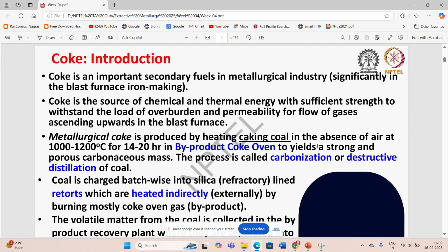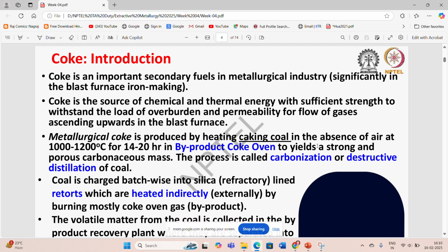The major difference between coal and coke is that the strength of the coke is much better as compared to the coal, so we can use it in the blast furnace operations, and the plasticity of the coke is much better than the coal material.